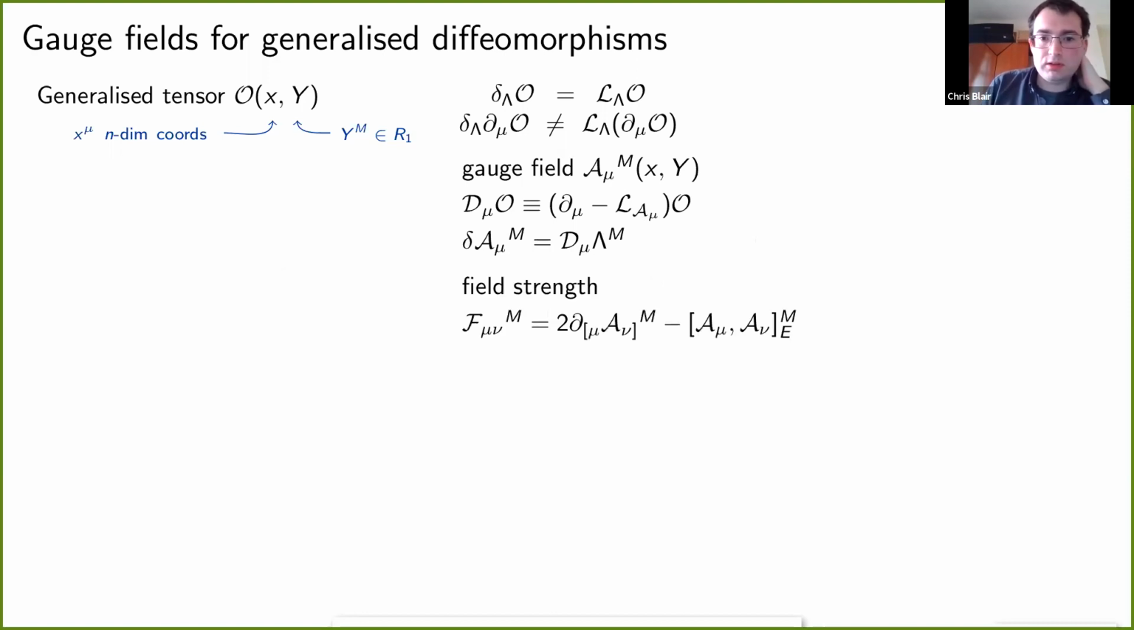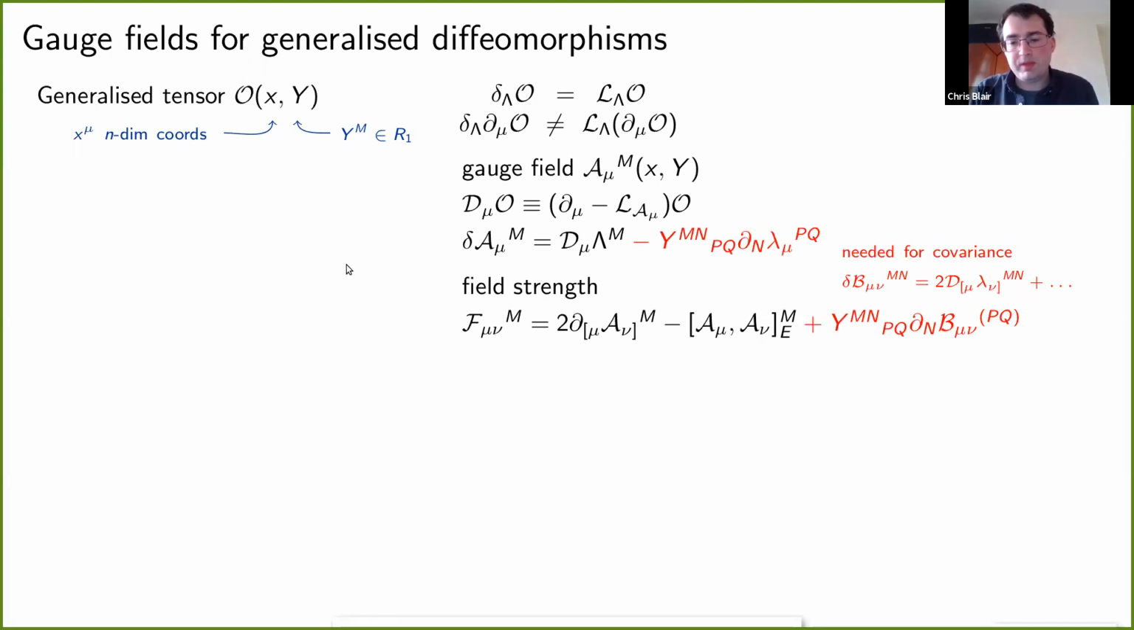And okay, given a gauge field, I try to define a field strength. I get some obvious expression involving this Lie bracket. It turns out that this thing isn't on its own going to be a tensor. You want the field strength to transform nicely under generalized diffeomorphisms. It fails to do so, and the way to fix it is quite interesting. It turns out you have to introduce an extra gauge field, which I've called B. And this gauge field lives in some other representation contained in the symmetric product of R1 with itself.